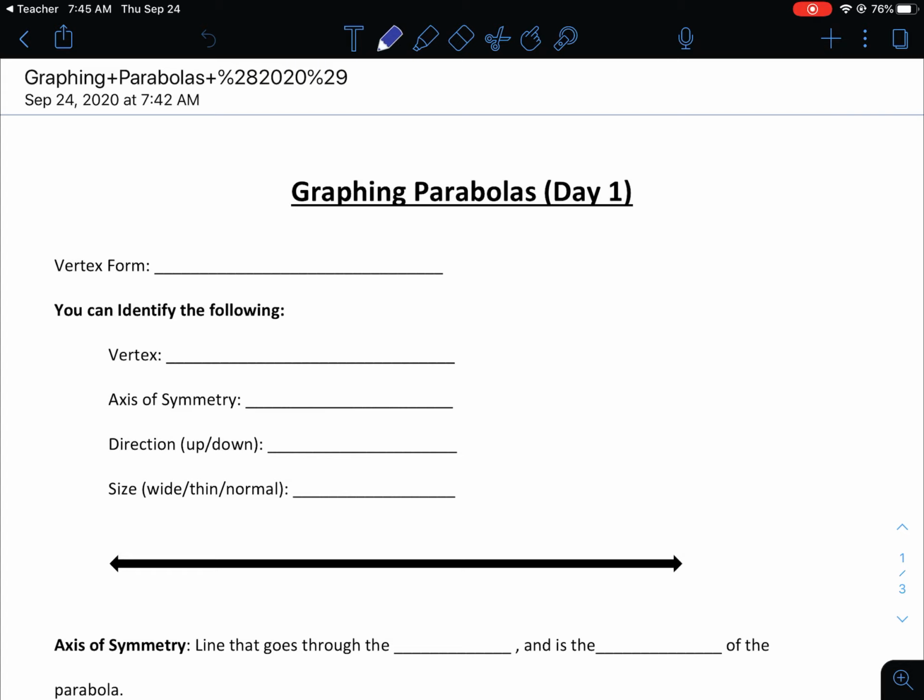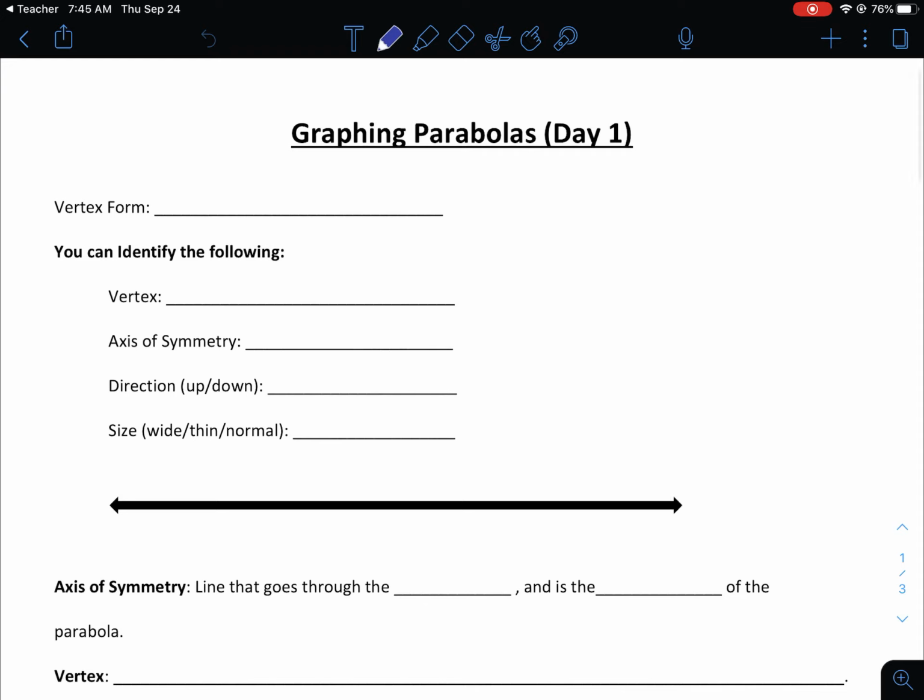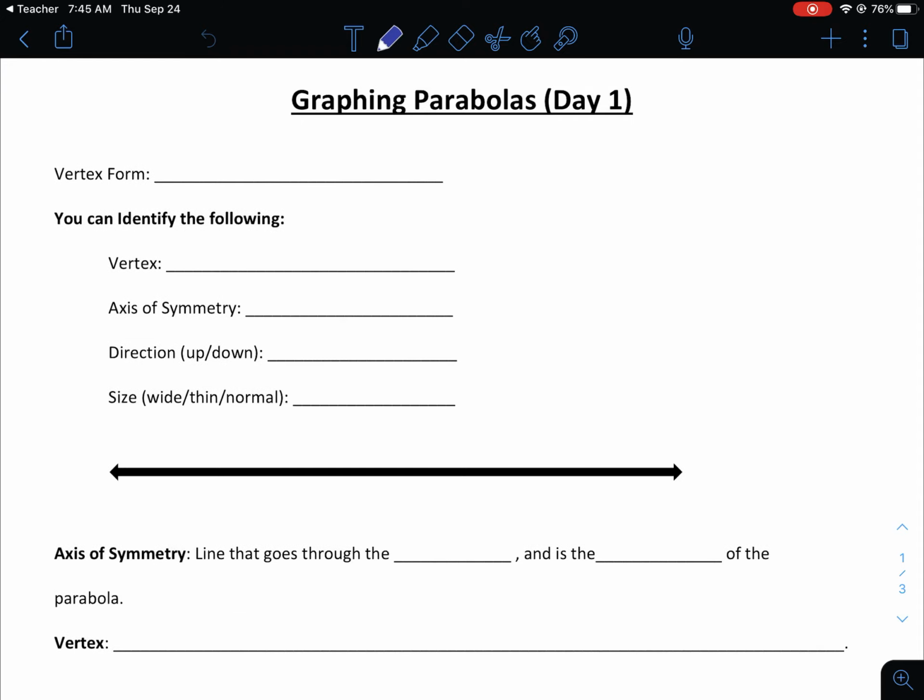In the previous lesson, you've learned how to change your quadratic equation from standard form to vertex form. Vertex form is actually very useful when plotting and graphing parabolas. Typically, when we're trying to do this algebraically, we try to get it into vertex form. It's just easier to graph that way.